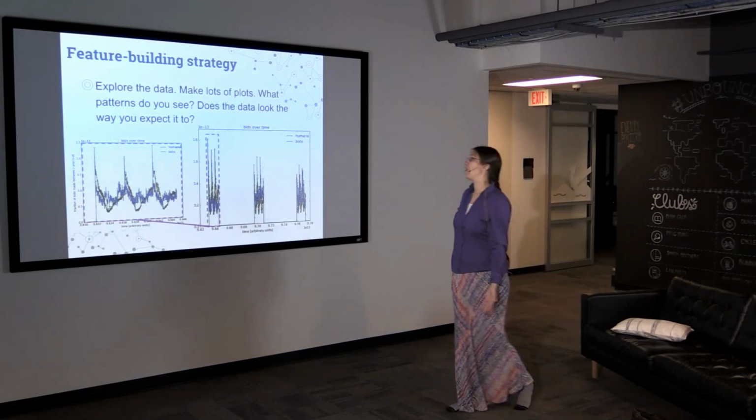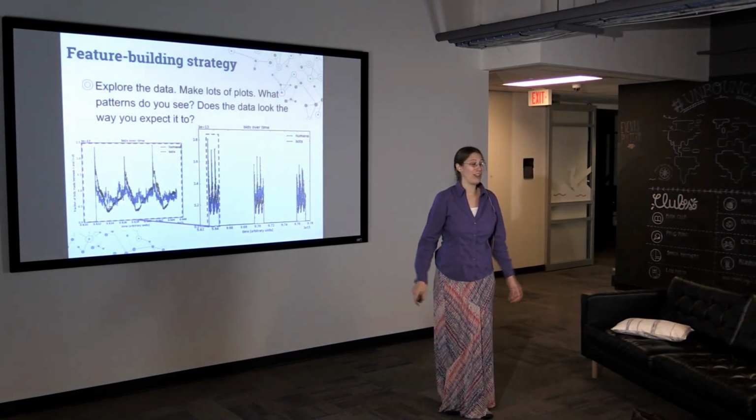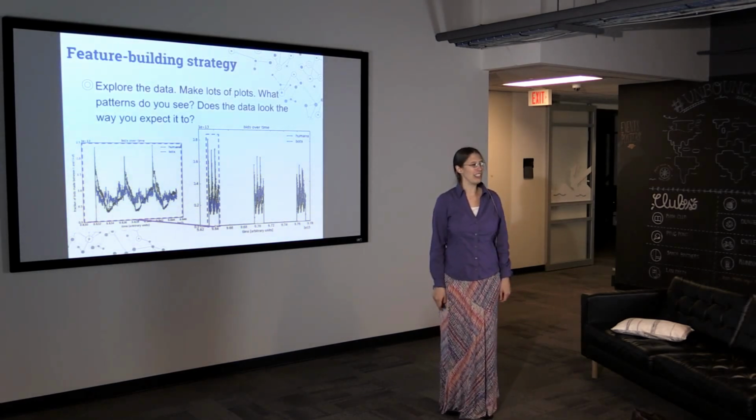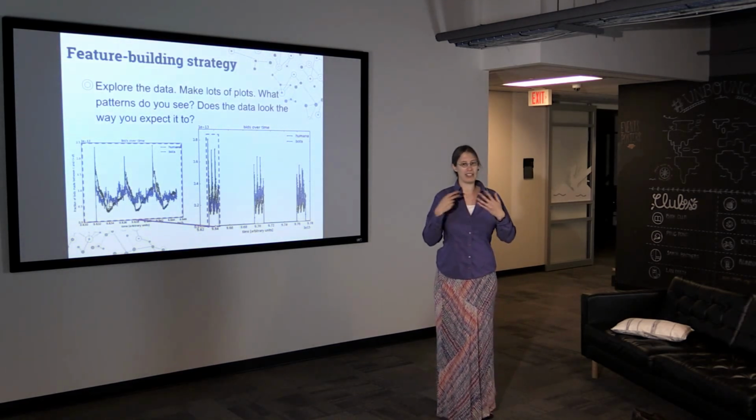So how do I actually go about feature building? Usually I just start by exploring the data and make lots of plots. You look at the data and you think, oh yeah, I totally know what's going on. It's not really till you make a plot that you can make sure that your picture of what you think is happening is actually what's going on.